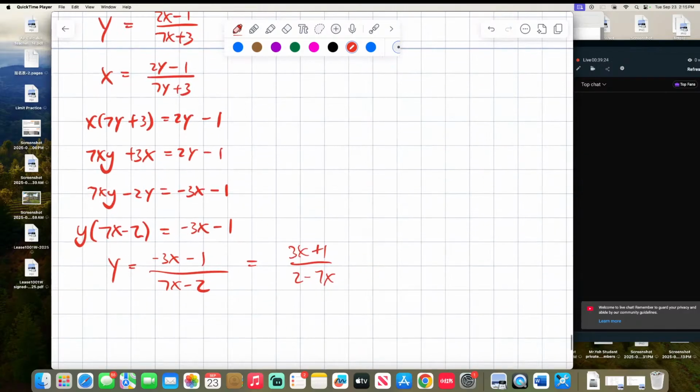Why do I switch position? I switch position because I want this y to be this size, so I subtract 2y on both sides. But I also subtract 3x on both sides to move the 3x to the other side. If you move to this side, it becomes negative. So you subtract both to become negative. That's what happened.